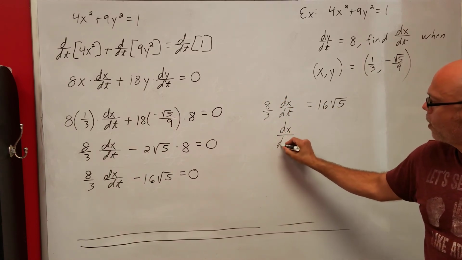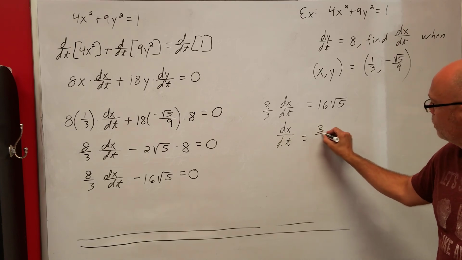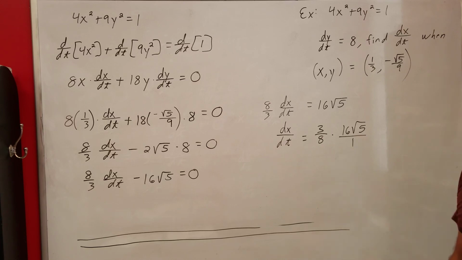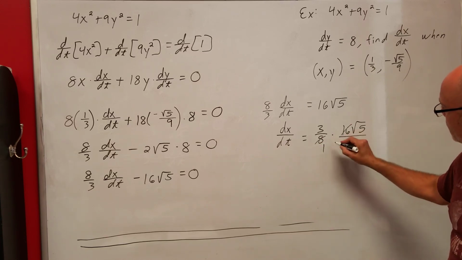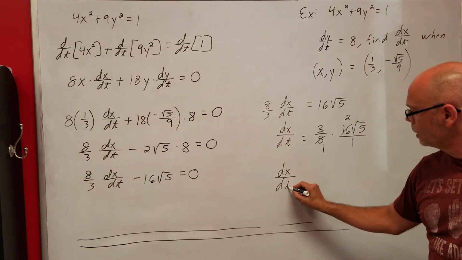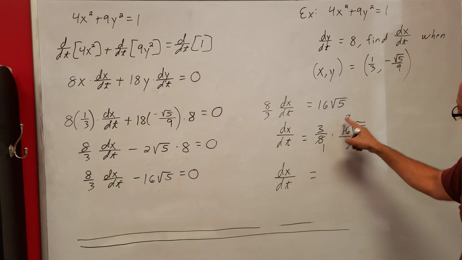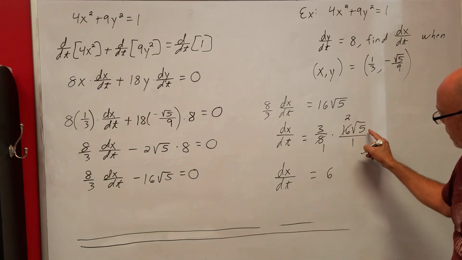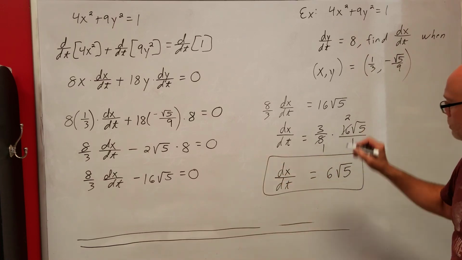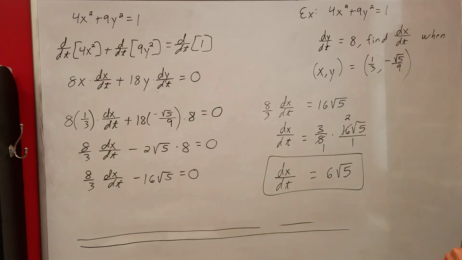So dx over dt is equal to 3/8 times 16 square roots of 5, or I could look at it as over 1, right? 8 divided by 8 is 1, 16 divided by 8 is 2. So dx over dt is equal to 3 times 2, which is 6, times the square root of 5. And there we go. We found dx over dt when x and y were these values.